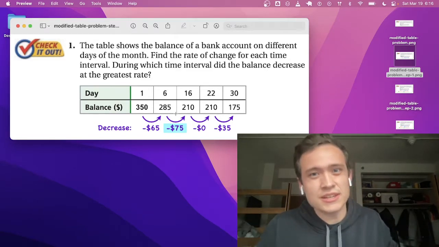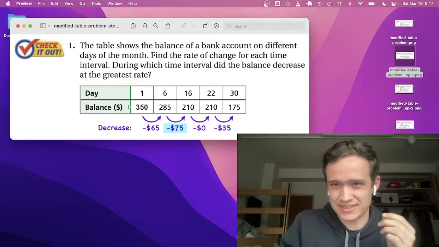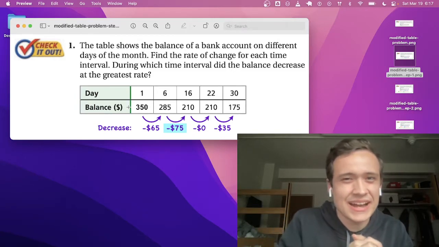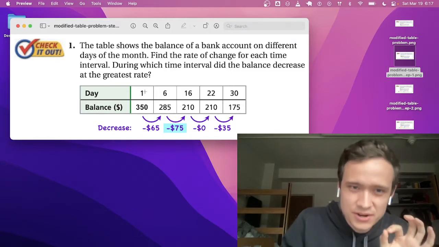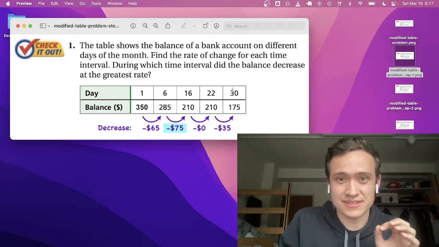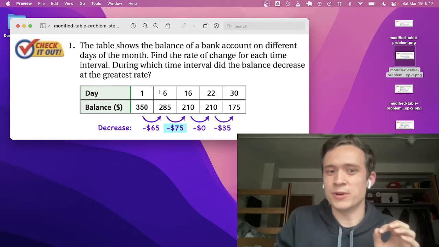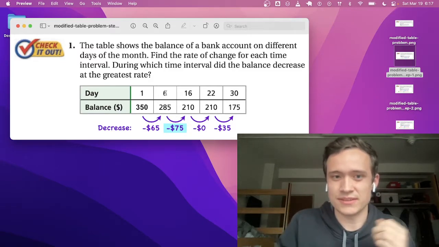But of course, if you've been doing math for a while, you know that that's not actually the answer to the problem. And what I don't like about this is that it's kind of a trick. It's kind of a trap. Because what you need to notice is the fact that the days are not evenly spaced, right? In this first time period, you go from day 1 to day 6. So 5 days have passed, and you lose $65.